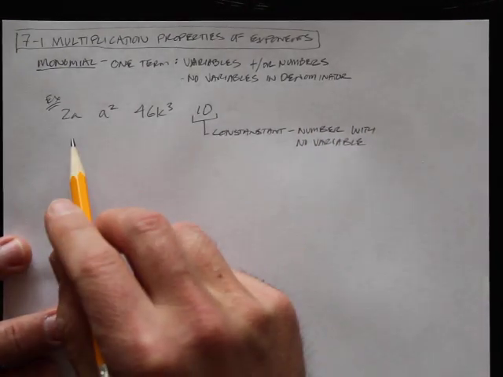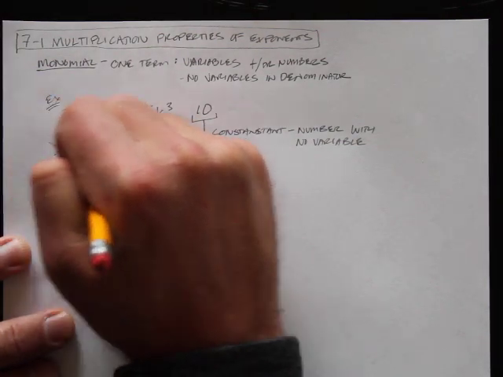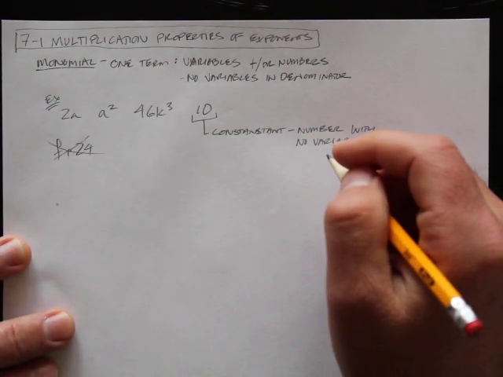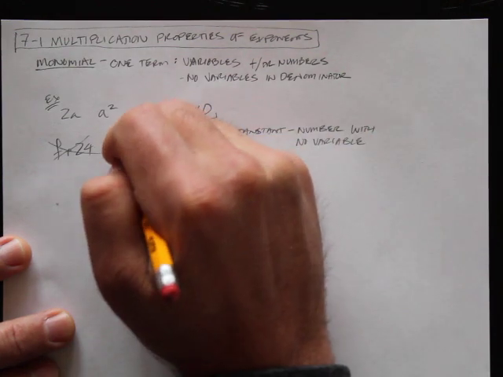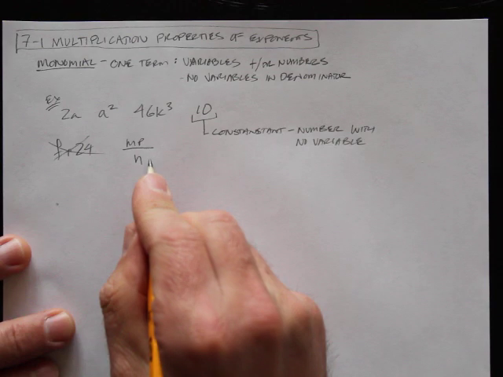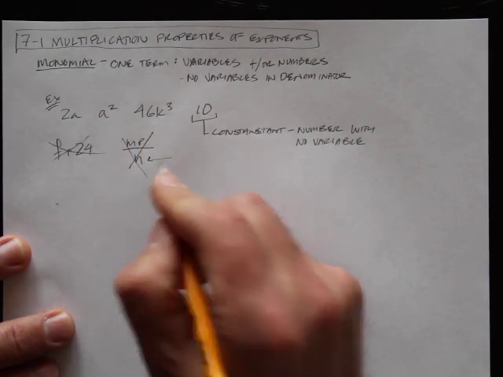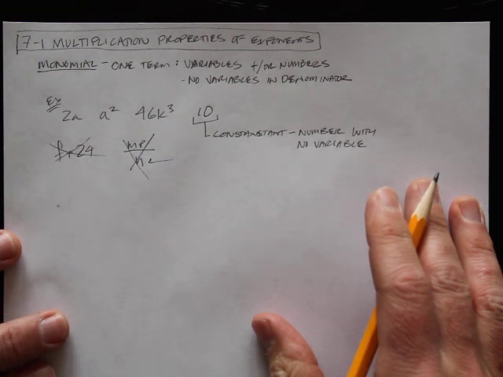Okay, here are some non-examples of monomials. f plus 24, that's not an example of a monomial. m p over n, we've got a variable in the denominator. This is not a monomial either.